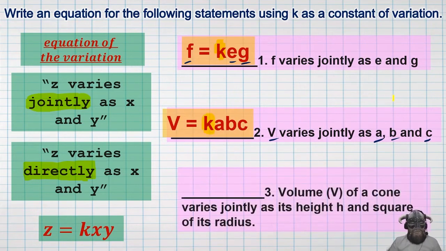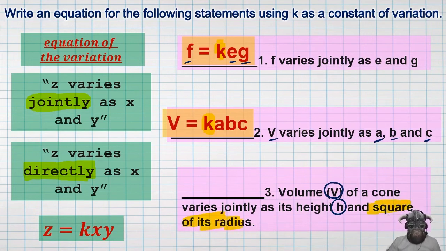Next, let's have this given example. Volume V of a cone varies jointly as its height h and square of its radius. So kung i-consider natin dyan, ito yung isang quantity natin, the volume, the other one is the height, and the other one is the square of the radius. Square of the radius. So ito, square of its radius.